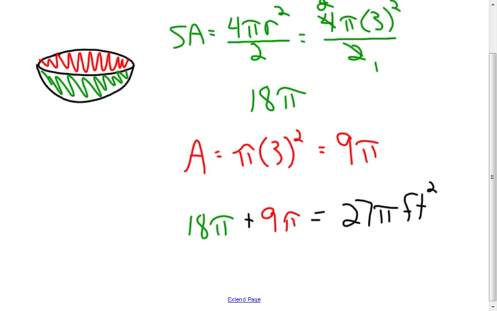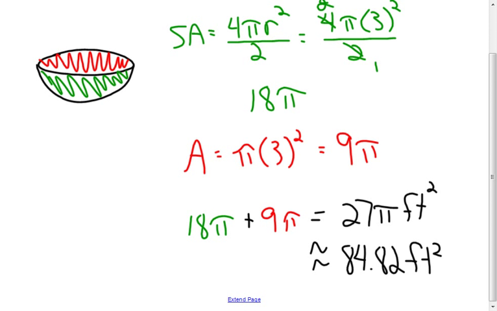The approximate area would be 82.882. Oops, nope, I rounded that wrong. I did that wrong. Try again. Let's go with 84.82 square feet.